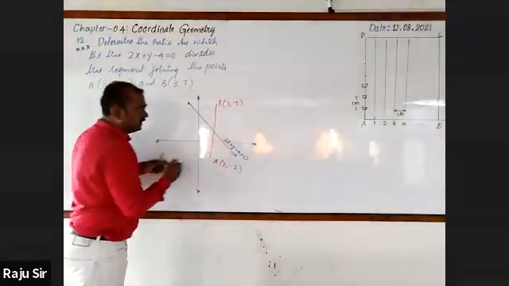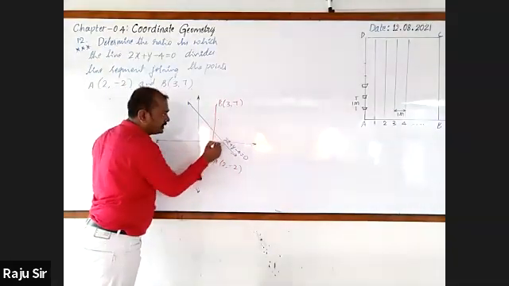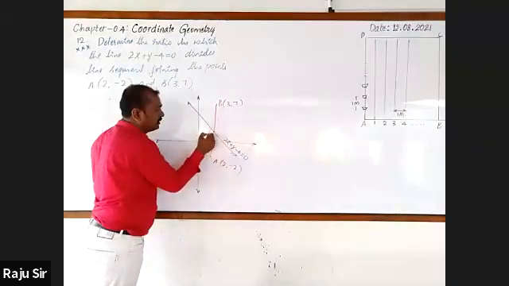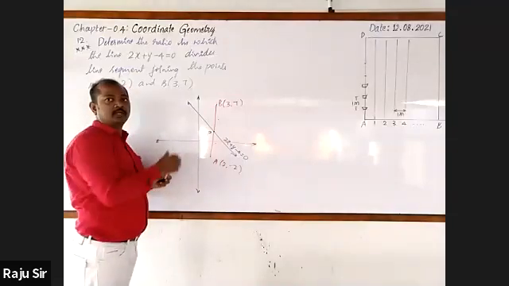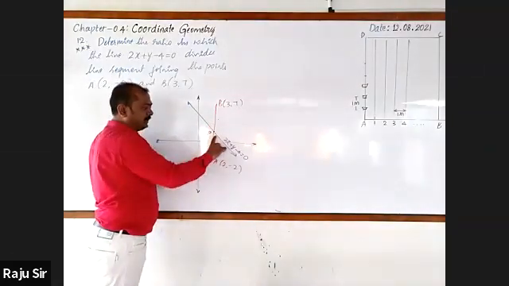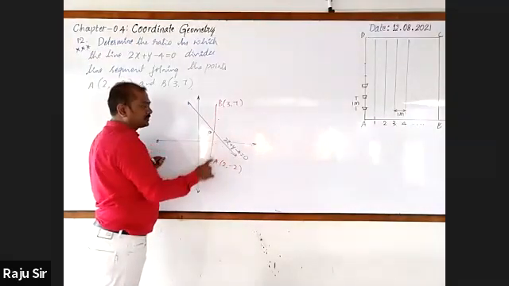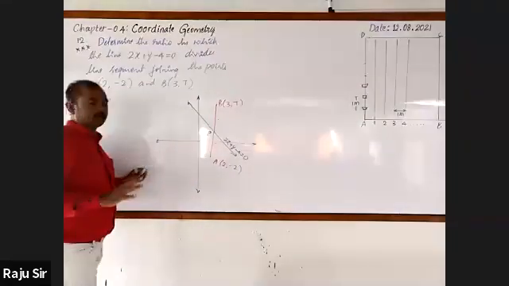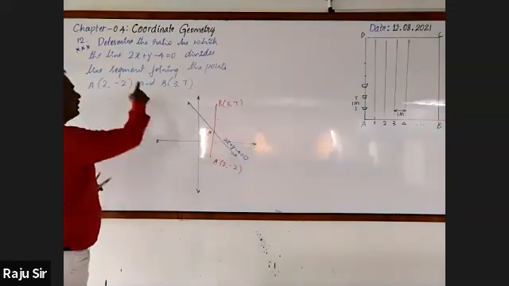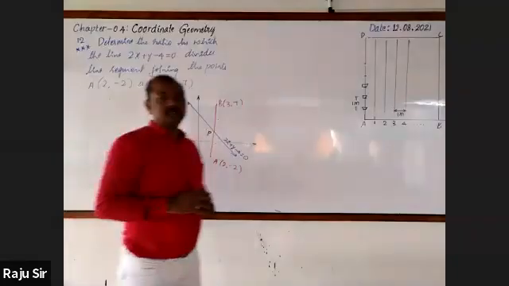Now this line has divided AB in some ratio. We have to find out this ratio. I call this point as P. Now could you tell what we have to find out? M1 and M2, that is AP is to BP. Clear? Yes, sir. That is the meaning of the statement. But how to find that?